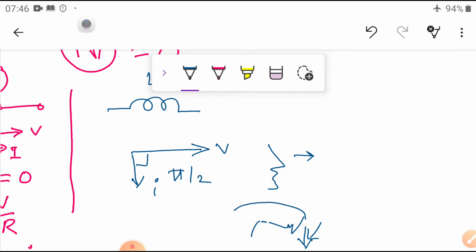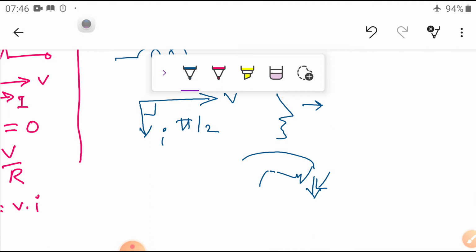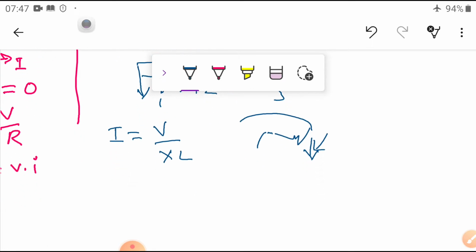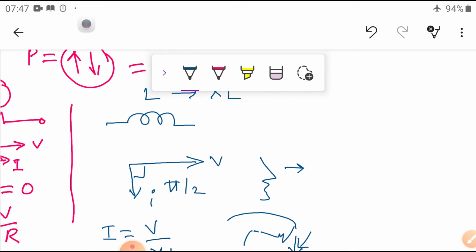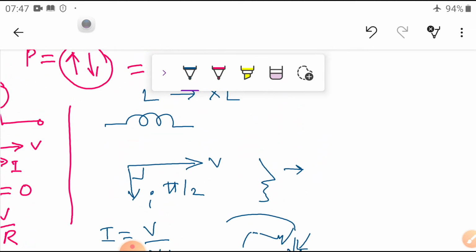So that means here what is the current? Current is equal to V by XL. Then what is the power? Average power is equal to 0. Okay. So that means whatever the current is, it lags by 90 degrees in a pure inductive circuit.